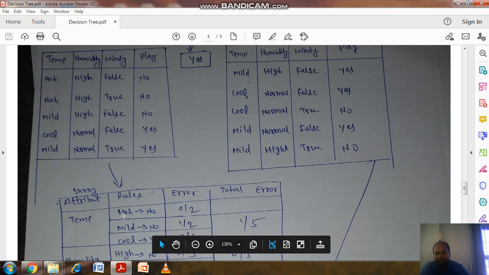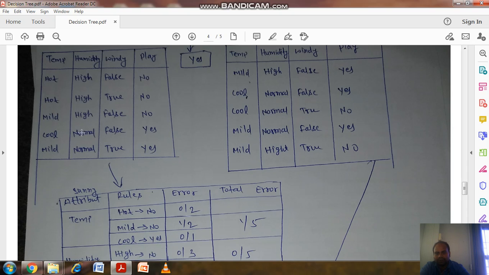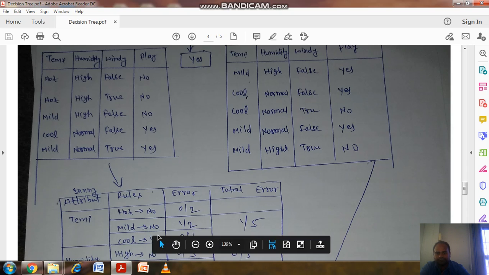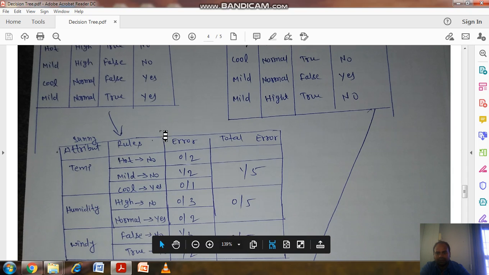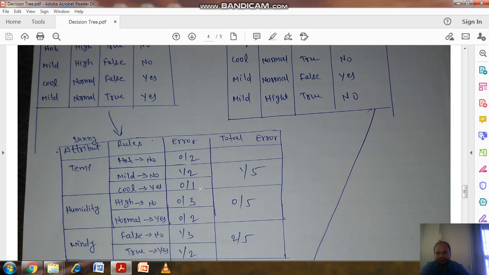So mild no I am making as a rule. So 1 out of 2 is error. Similarly cool, there is only one case: cool yes. So we will make a rule cool yes. So here 1 is a supporting case, 0 will be error. So 0 divided by 1. So the total error here is 1 by 5.